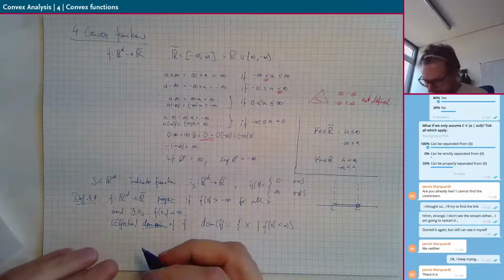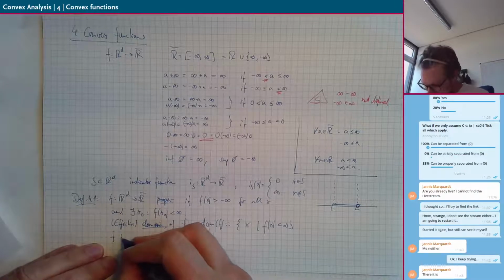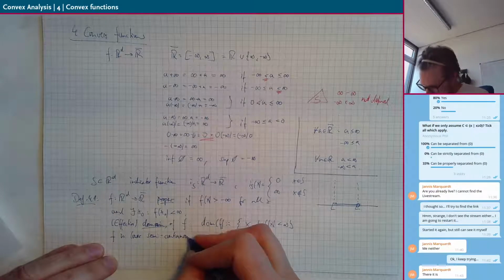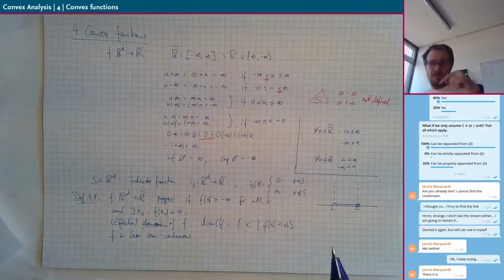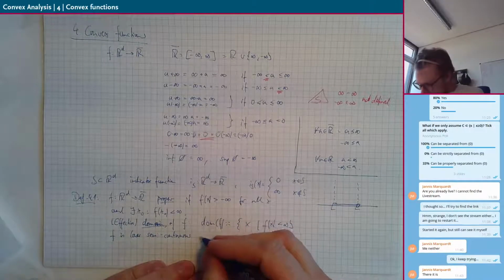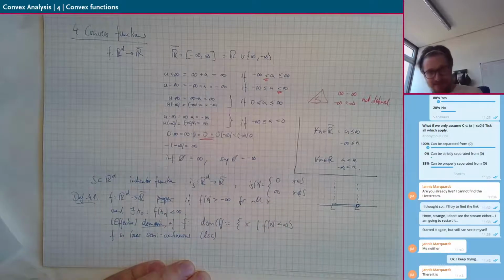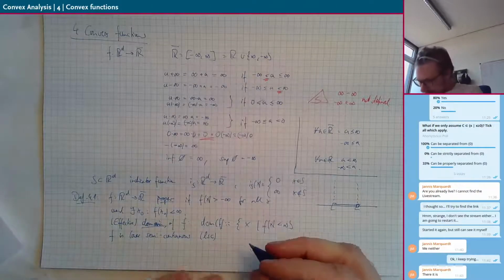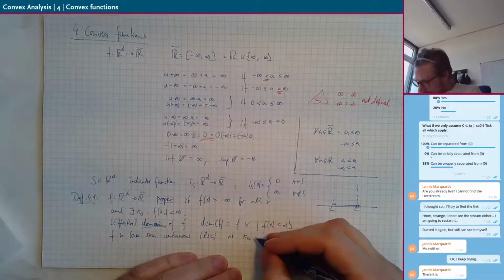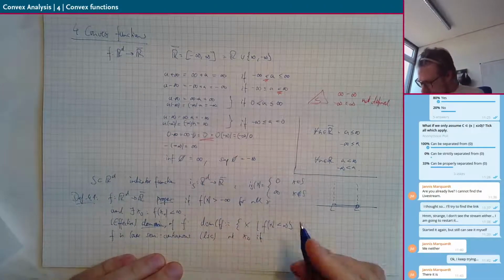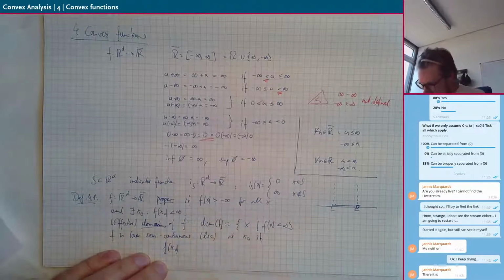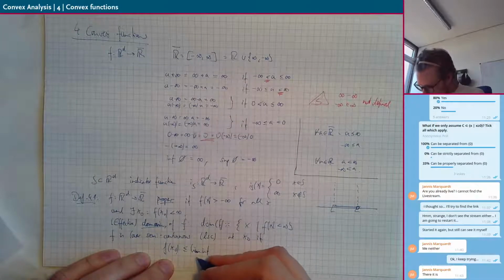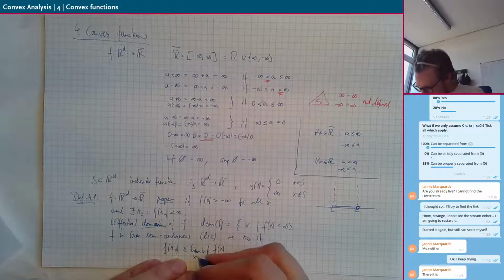What is a little bit less straightforward is the notion of lower semi-continuity. So f is lower semi-continuous, or semi-continuous from below, and this is always abbreviated by LSC, just like CVX stands for convex. f is LSC at some point x0 if f of x0, the value at the point, is smaller or equal to the lim inf of f of x whenever x tends to x0.